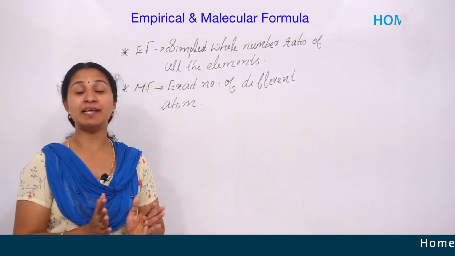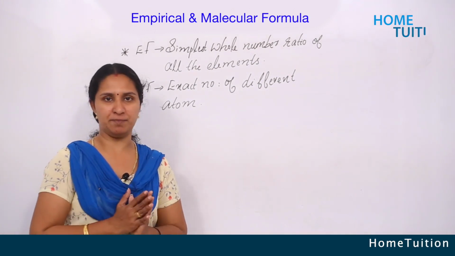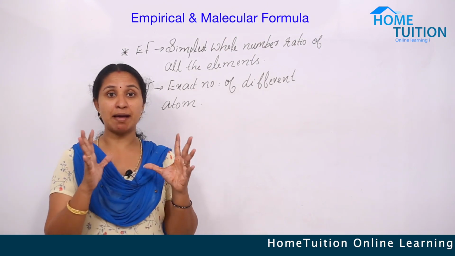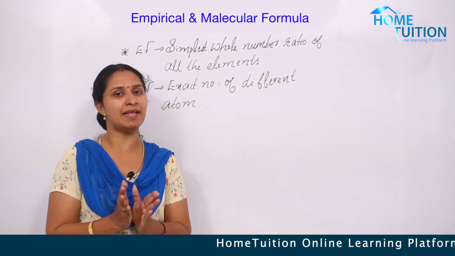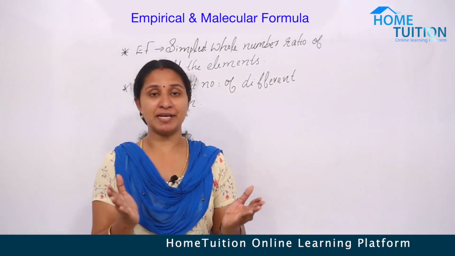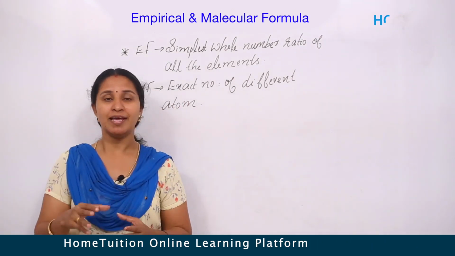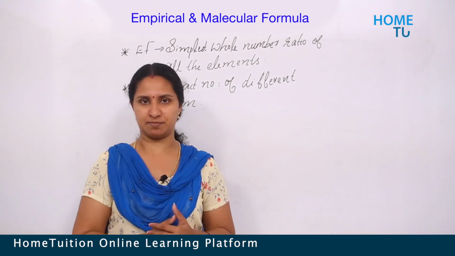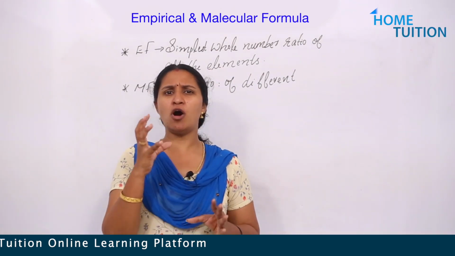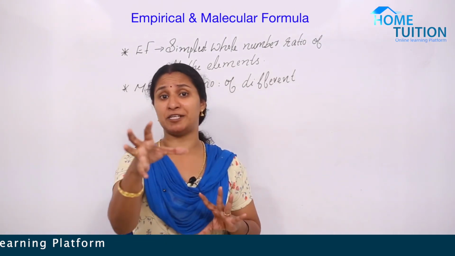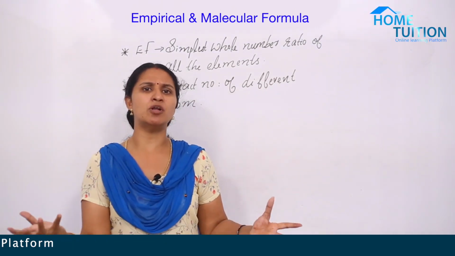Next is the empirical formula and molecular formula. We know what is molecular mass. That's the sum of atomic masses present in a molecule. Atoms combine together to form molecules, and the sum of these atomic masses in a molecule is considered as molecular mass. And that formula which represents the atoms present in that particular molecule is called molecular formula.